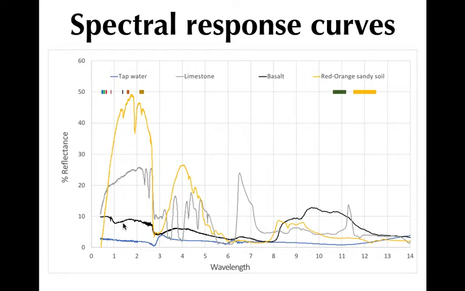And then here is a curve for basalt, a dark colored rock, which is pretty dim in the visible light bands and pretty dim in just about everything else because it absorbs more light than it emits. And then finally at the bottom is a spectral response curve for tap water, and water is pretty absorptive. It doesn't reflect a lot of light unless the light hits it at just the right angle to reflect the visible light back.